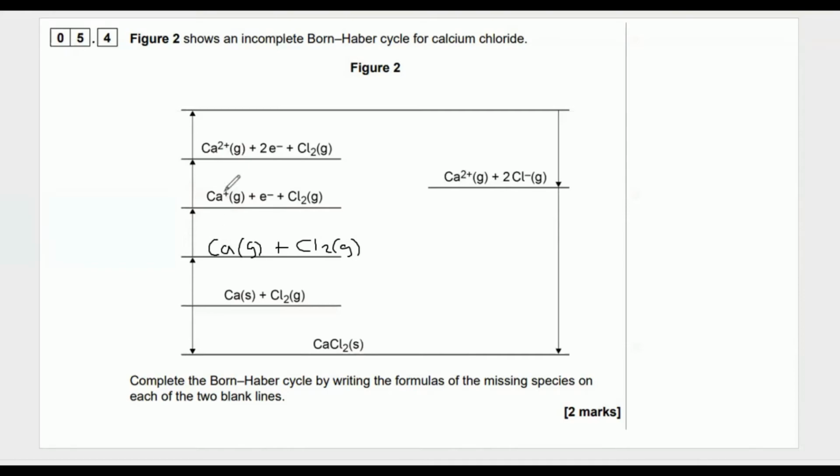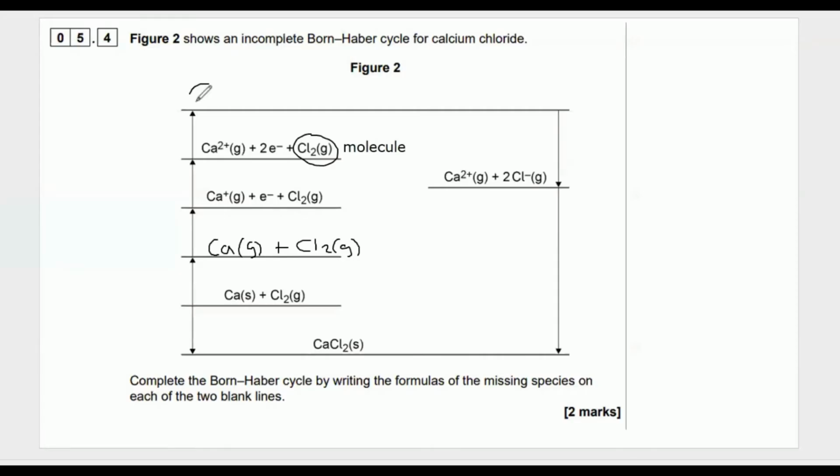Now, as you go up to the next stage, what have we done? We've ionized the calcium to 1 plus. So that's the first ionization energy of calcium. And then we've got the second ionization energy of calcium if we go up a level, because it goes to calcium 2 plus, 2 electrons. But our chlorine gas is still a molecule. Have a look here, I'm going to circle it. That is still a molecule. It's not been atomized yet. Yes, it's in gaseous form, but it's in molecular form, not atomized.